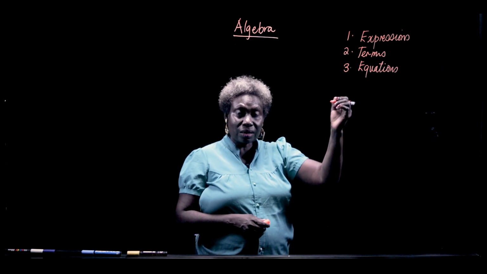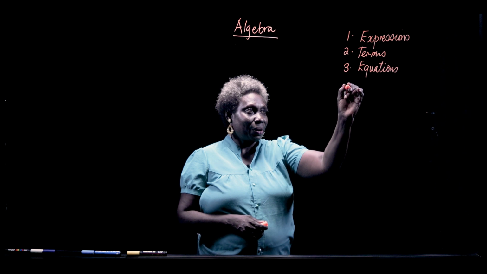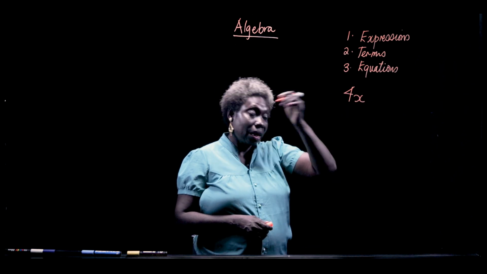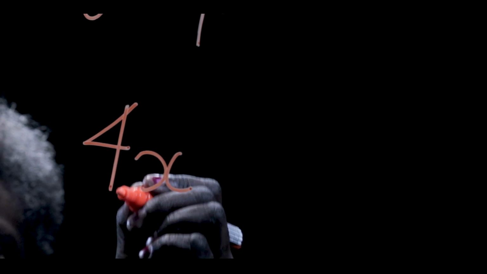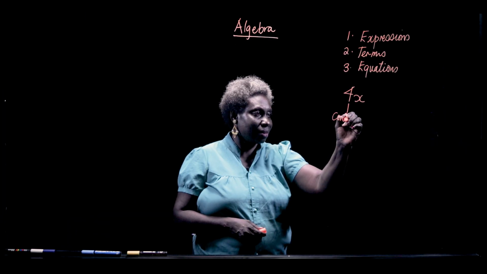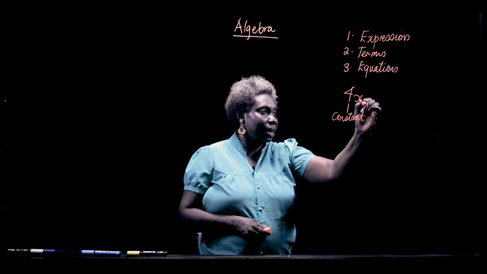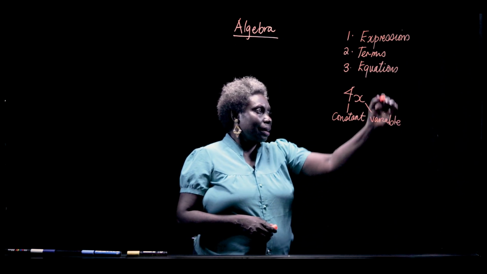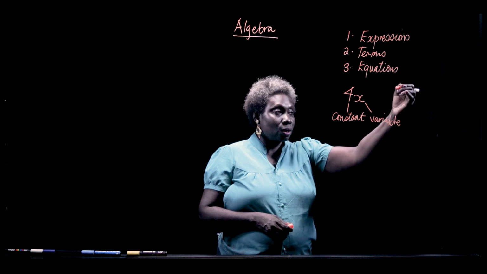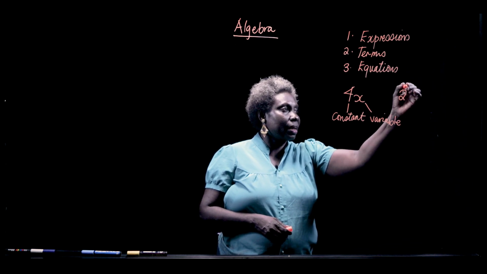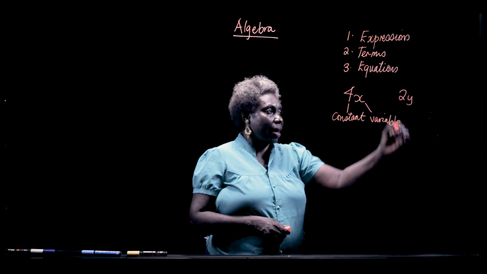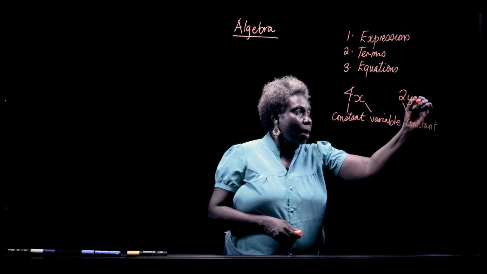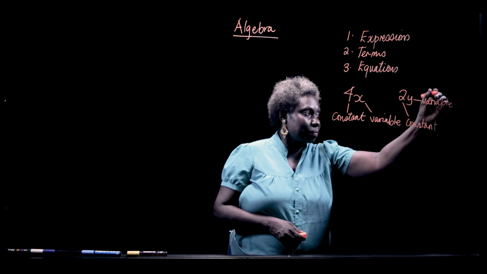What are the expressions? We'll start with the simplest one. One of the expressions that we are going to look at is 4x. Because we have x and y, we will use 4x first. 4 is the constant and x is the variable. We also use y a lot in algebra, so let's have another example of an expression, 2y, where 2 is the constant and y is the variable.